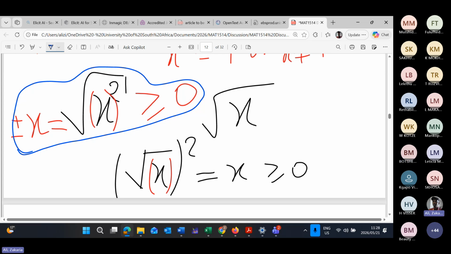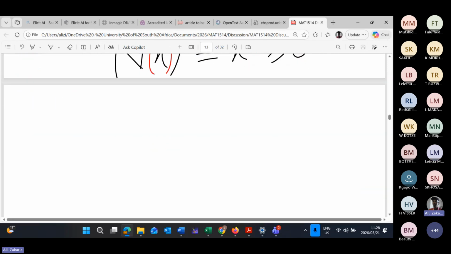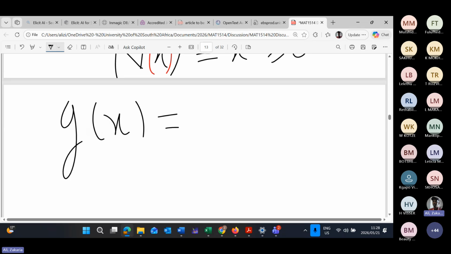So now look at this. What does this do to our inequality? We are going back to our inequality before we end our discussion. We are looking for the domain of a function g of x equal to the square root of x squared minus 1.